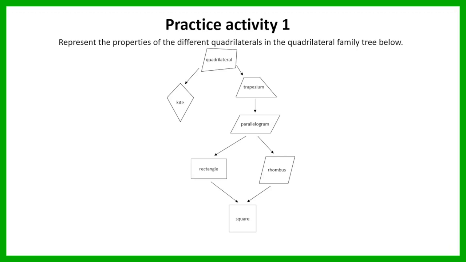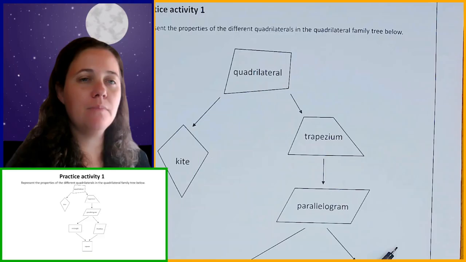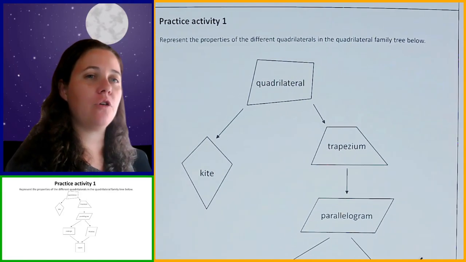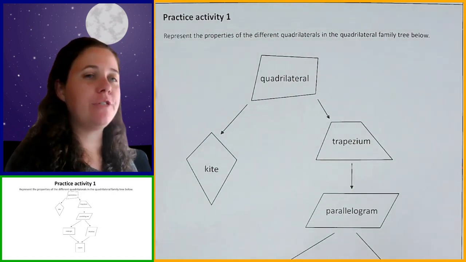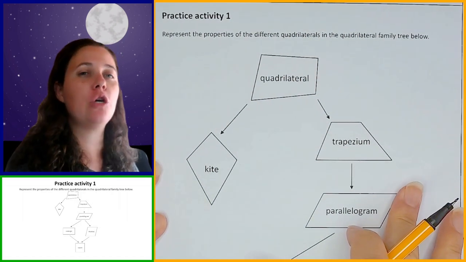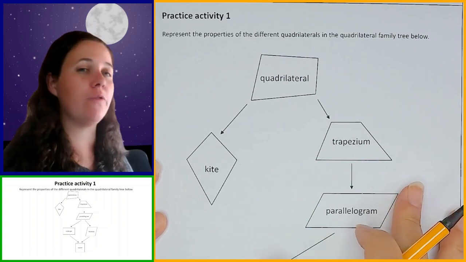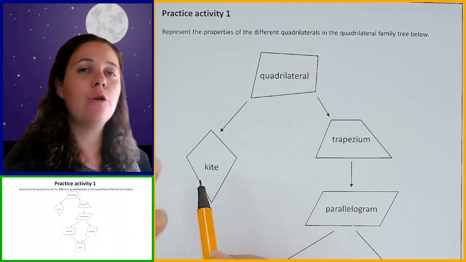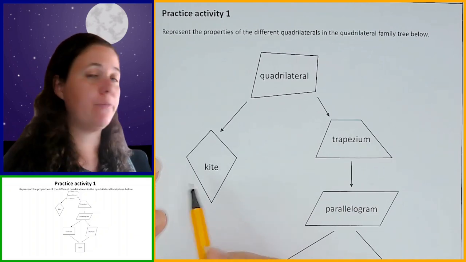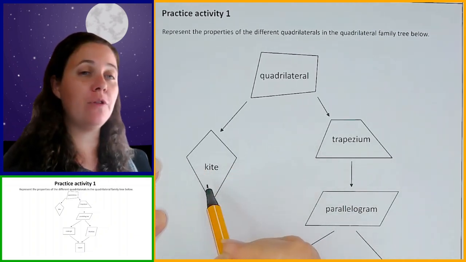Okay, so let's see how you did with that. Over here I have got my quadrilateral family tree, and we are going to fill in the information. Now I'm going to start off by filling in the information about all of the parallel sides in the different shapes. So first of all, looking at the kite, remember the kite had no pairs of parallel sides, so I'm not going to fill anything in there.